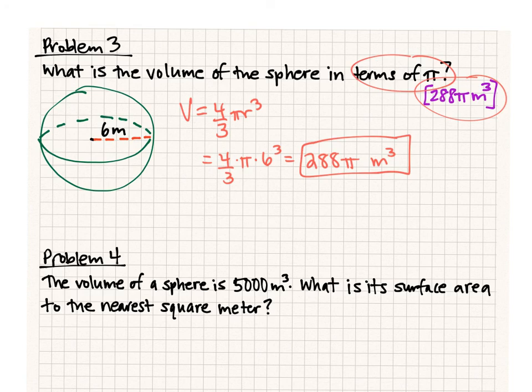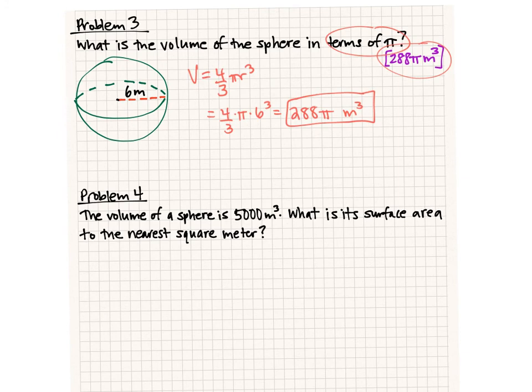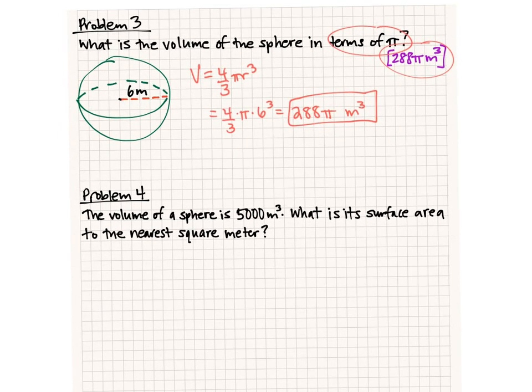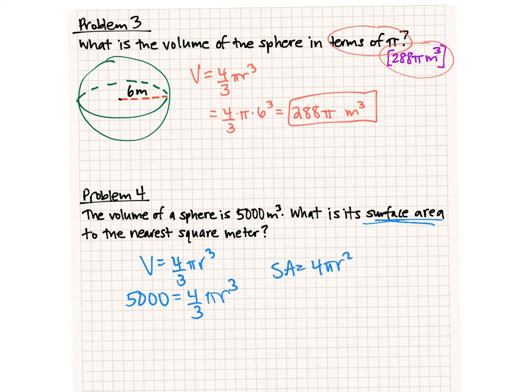And last one, problem 4. Volume of a sphere is 5,000 meters cubed. What is its surface area? Okay, so we're just going to have to use all the formulas we have to back into these. So we know that the volume is 4/3 pi r cubed. We don't know what r is, right? But we know that the volume is 5,000, so we can back into that. Or remember that the surface area is 4 pi r squared. Oh, never mind, because we need to know what the r is for that. Never mind.